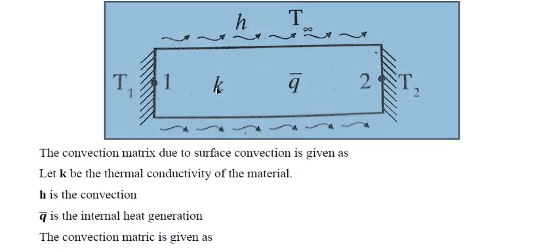Conduction K, surface convection H, internal heat generation Q bar. Please note down these things. This is conductivity, a material property, which will take place toward the volume. Surface convection will take place on the surface area. There is no end convection.